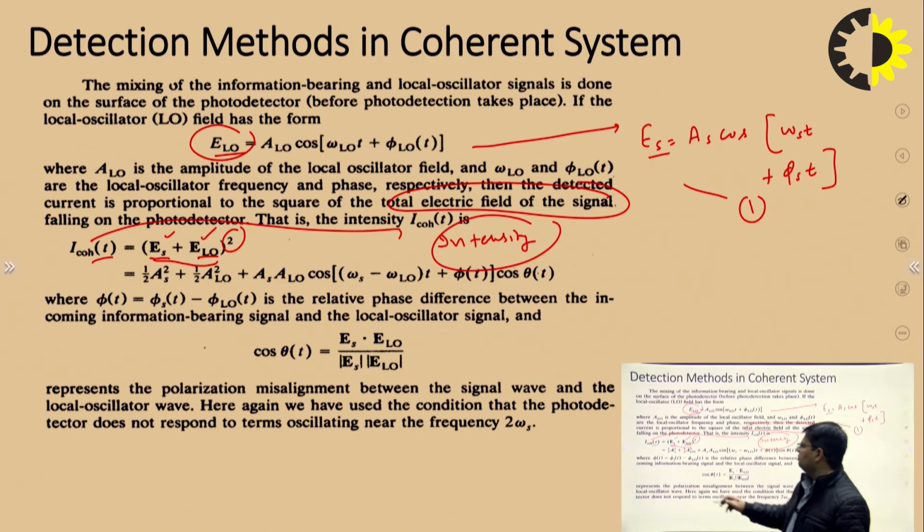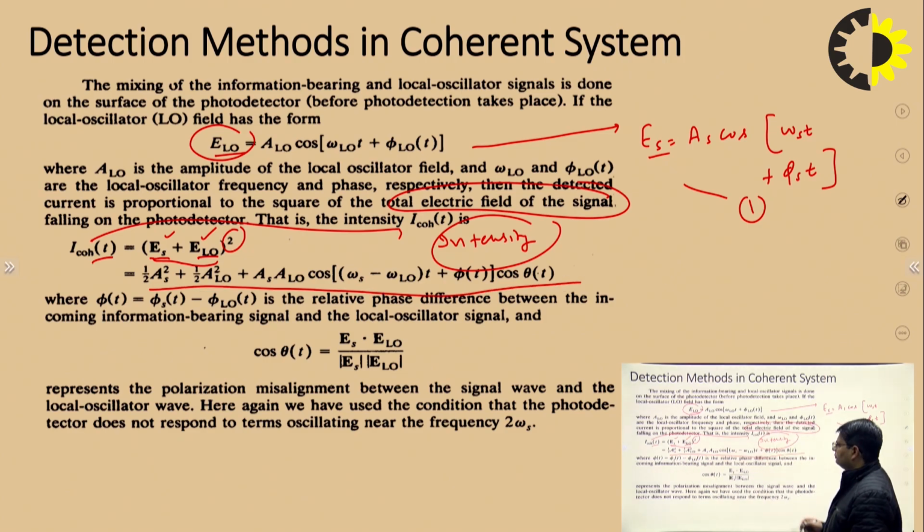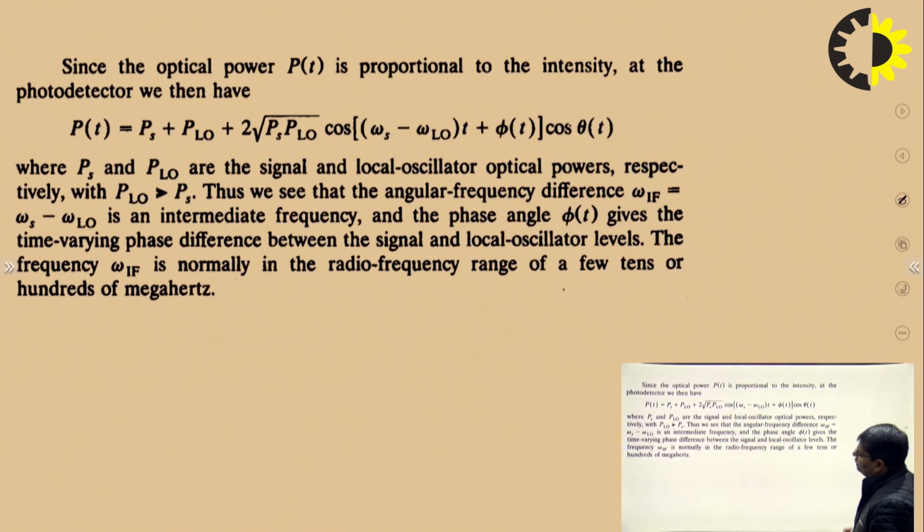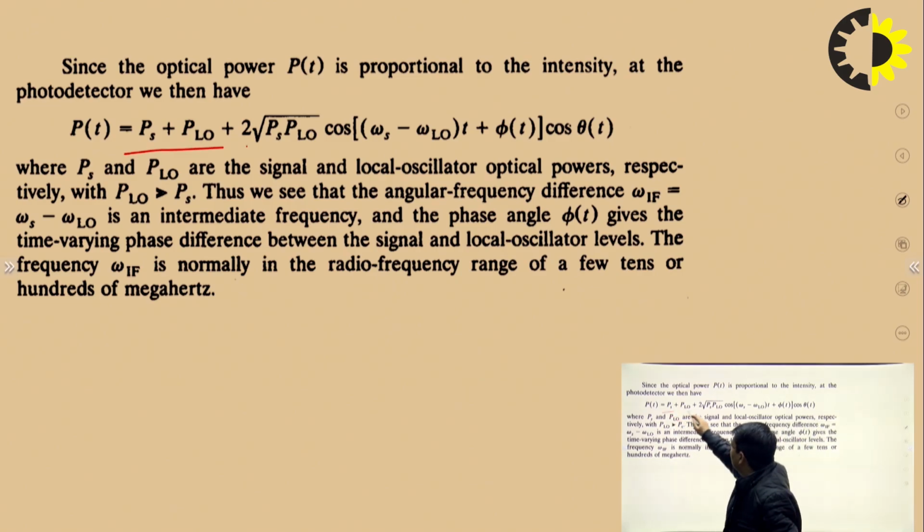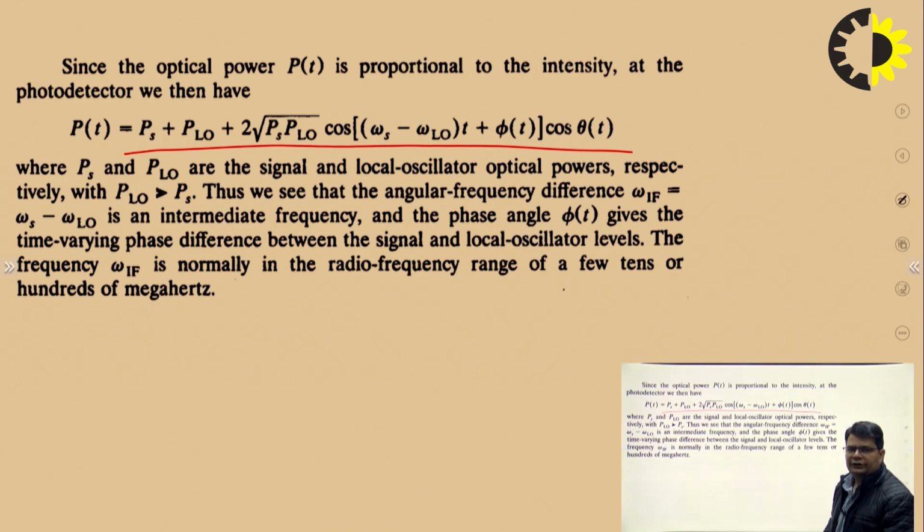So the intensity is given by this equation, and we know that power in the optical signal is directly proportional to intensity. So this equation can also be converted into the corresponding power equation. This is the power equation corresponding to coherent detection, and we ensure that the power of the local oscillator is much greater than P_S. This is to ensure high sensitivity or better sensitivity response.